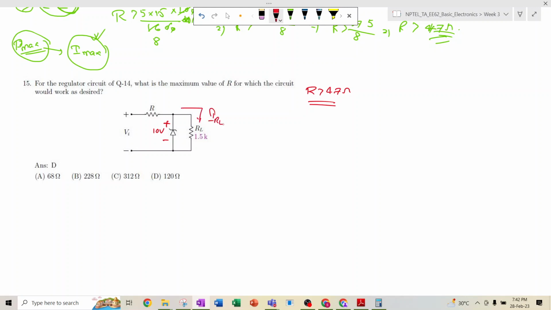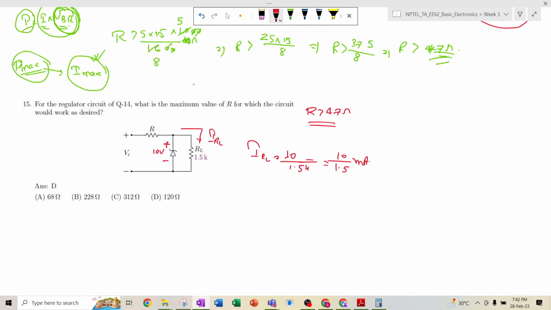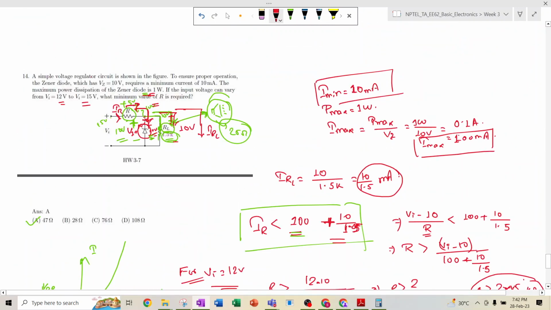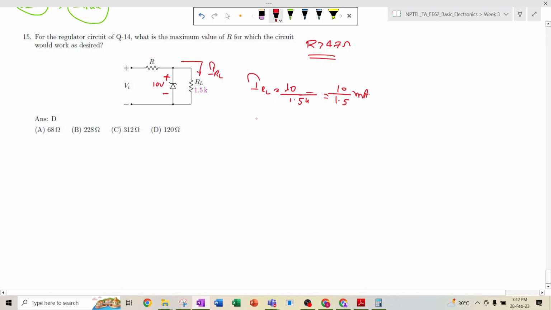So now the current flowing through this load resistance is 10 volt divided by 1.5 k, that means 10 divided by 1.5 milliampere, right? So this current always flows through this load resistance. Now in the question it is already mentioned that the Zener diode requires a minimum amount of current, 10 milliampere, without which it cannot operate. So here it will be 10 milliampere and here it will be IRL, right? So 10 milliampere at least it should flow.